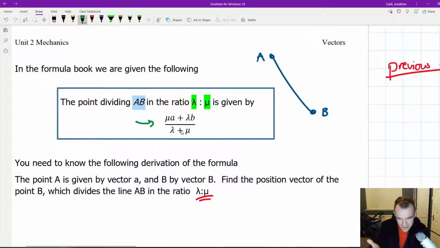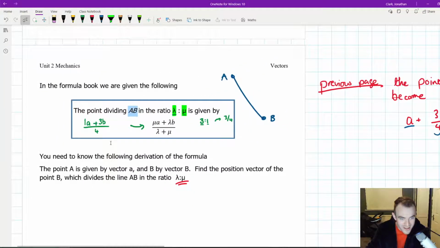Probably seems a little bit weird, but let's keep in mind what we did in the previous page. Last time, we split it up in the ratio 3:1. In other words, we found the point that was 3/4 of the way along the line. So in this case, lambda would be 3, mu would be 1. You'd substitute those into this equation. So instead of mu A, it would be 1A. Instead of lambda B, it would be 3B. And instead of lambda plus mu, it would be 3 plus 1, which simplifies to 4. All right, so it's not too bad of a formula. I'll show you where the formula comes from next.